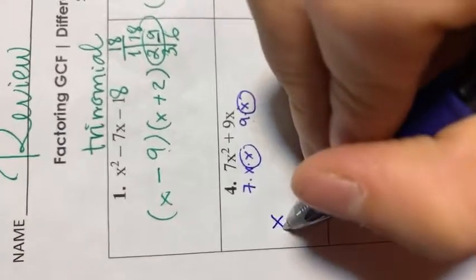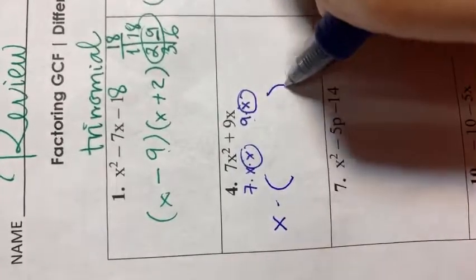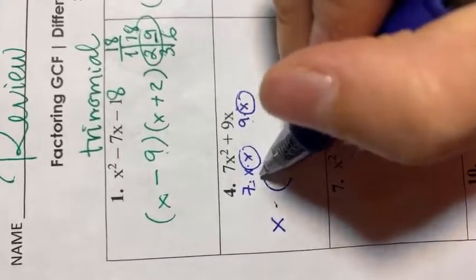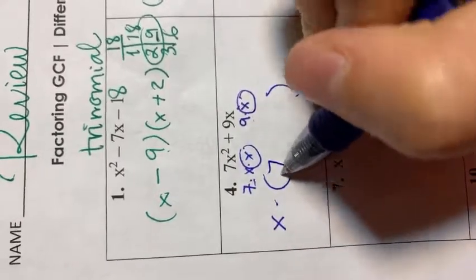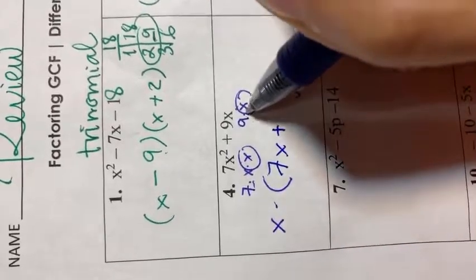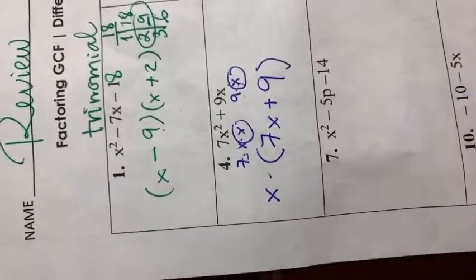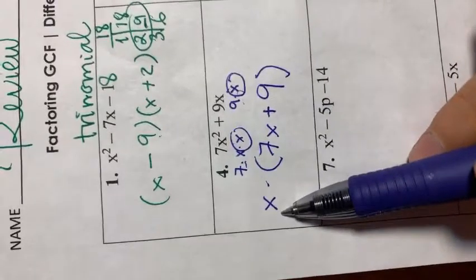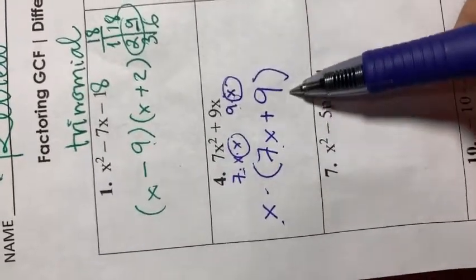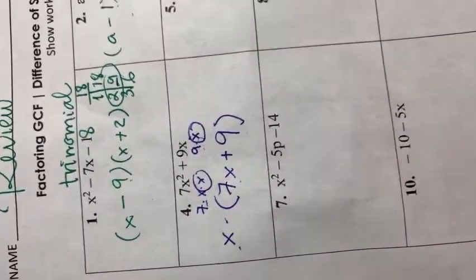So you write the x in the front. And then you're going to put back whatever you don't circle: 7x plus 9. Okay, so x is called the greatest common factor. And the rest, we don't share anything. We just put them back inside the parentheses.